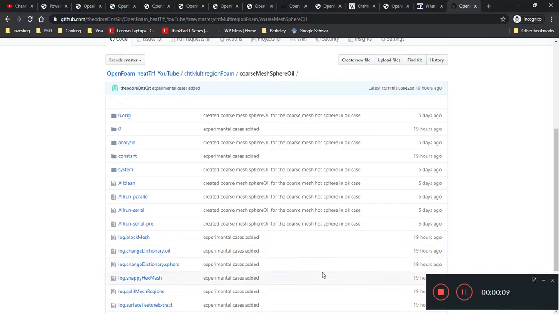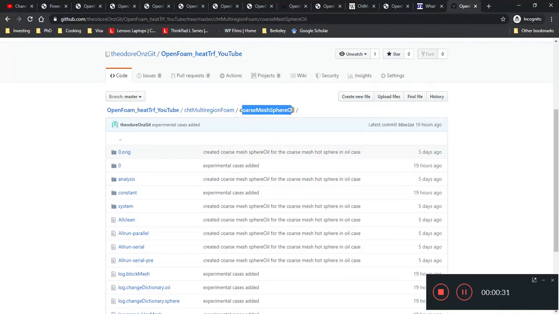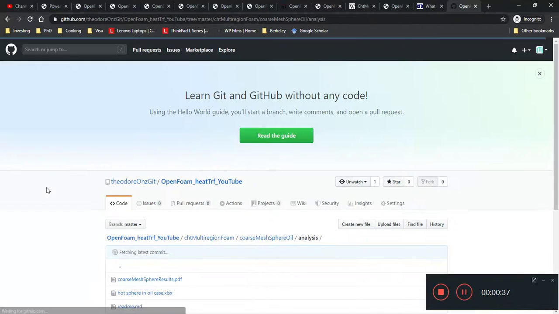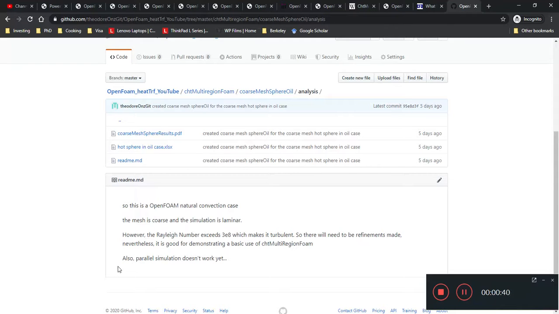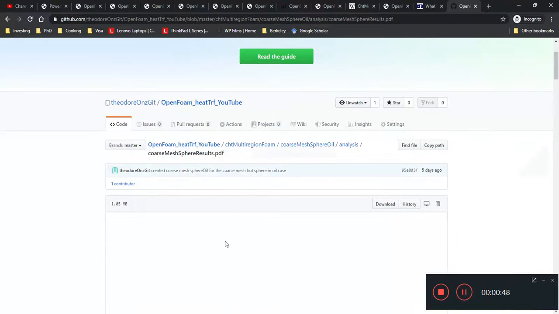In the last video, we found out that our simulation wasn't exactly representing reality, in the sense that the Rayleigh number did not match up with the Nusselt number. All of this I have classified into a folder called coarse mesh sphere oil on GitHub, and this was at least one iteration of a last working case of OpenFOAM. In this I have put in the results which I have shown you before.